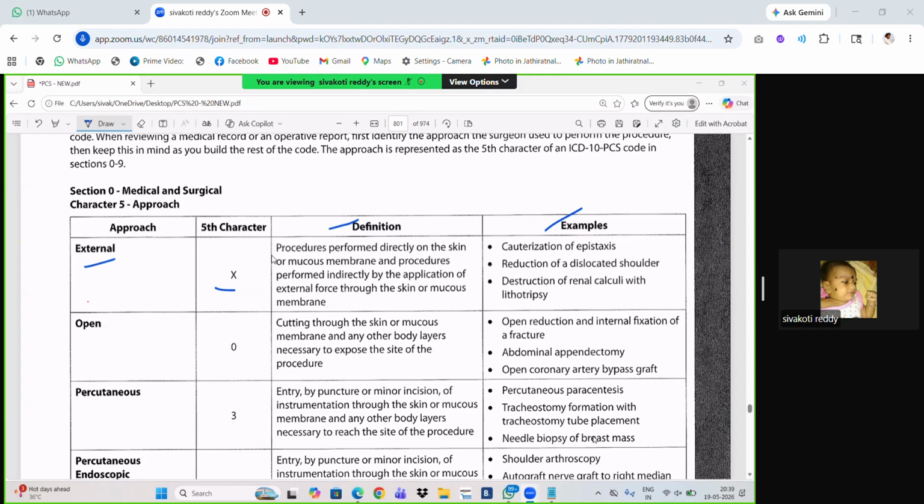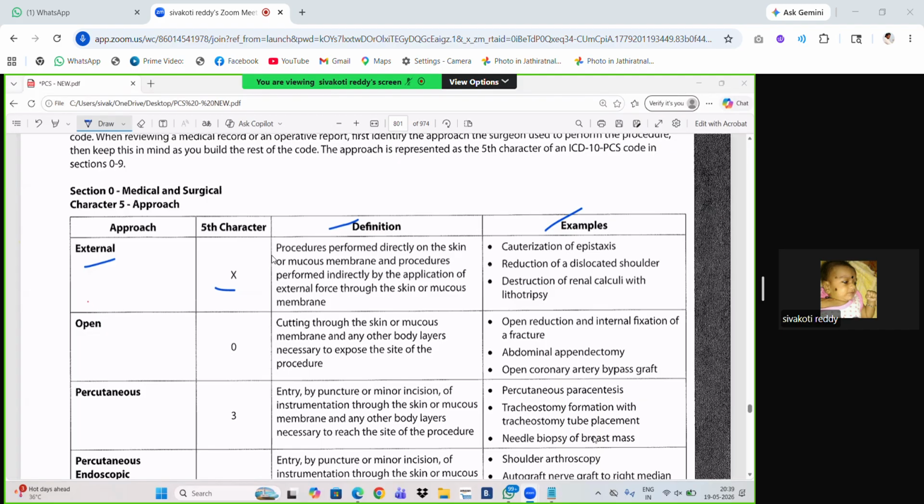Next, open approach. Here, they will cut the skin and other layers and they will reach the procedure site and they will complete the procedure. Again, they will suture it. Like organ transplantations, open CABG procedures, open appendectomies, any procedure. If they are done open, it should be open approach.